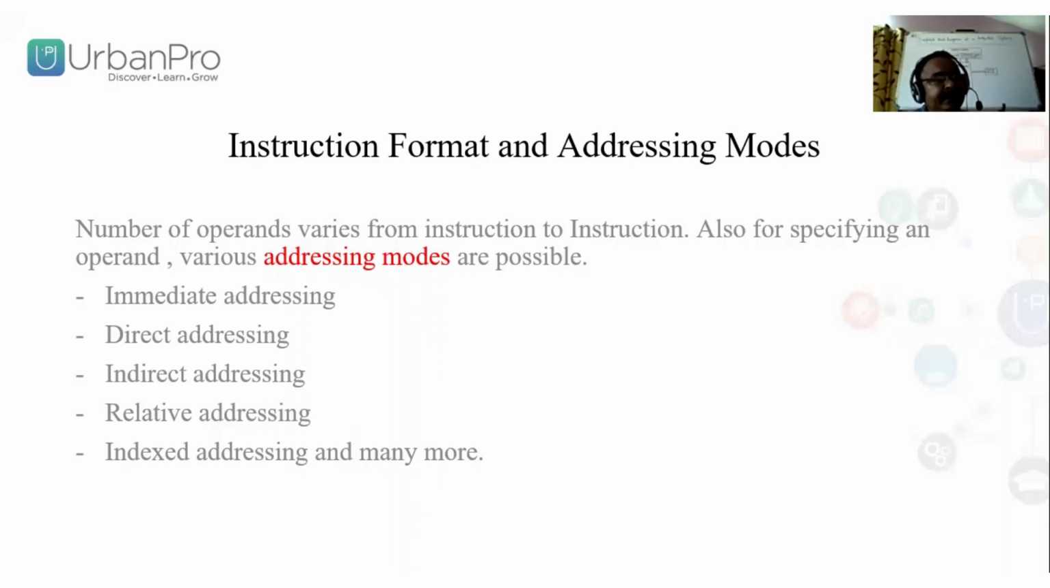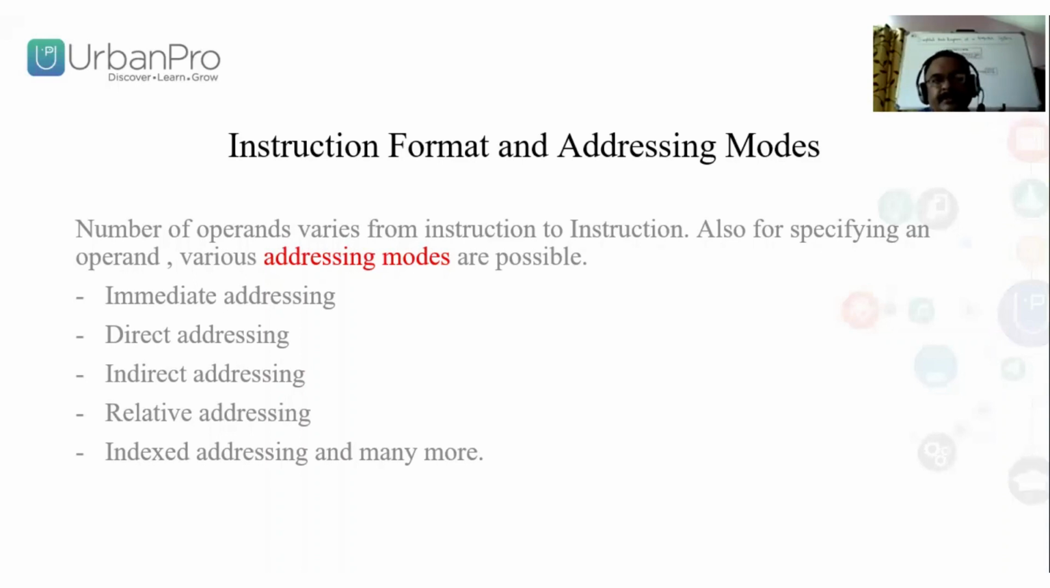Now relative indirect addressing. A memory address will be specified in the instruction, say 1024. That memory location holds the address of another memory location, and inside that memory location the operand will be available. That is indirect addressing.